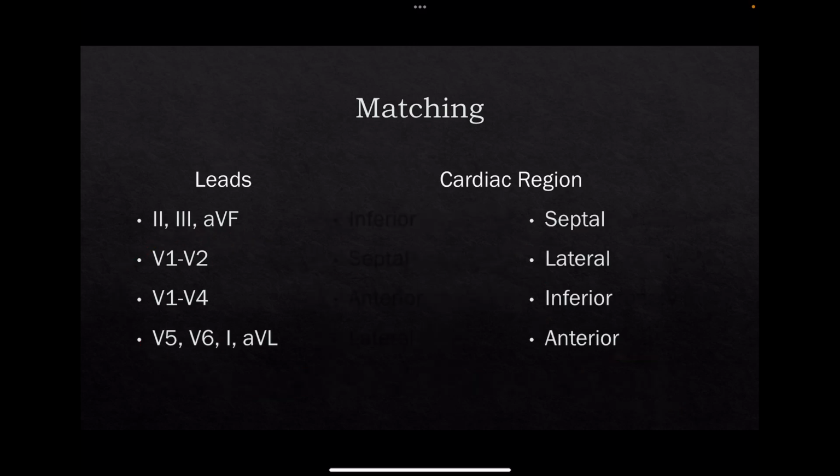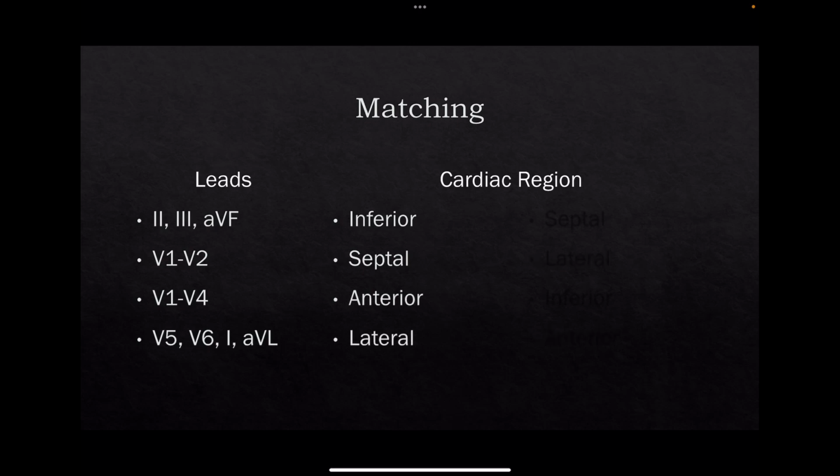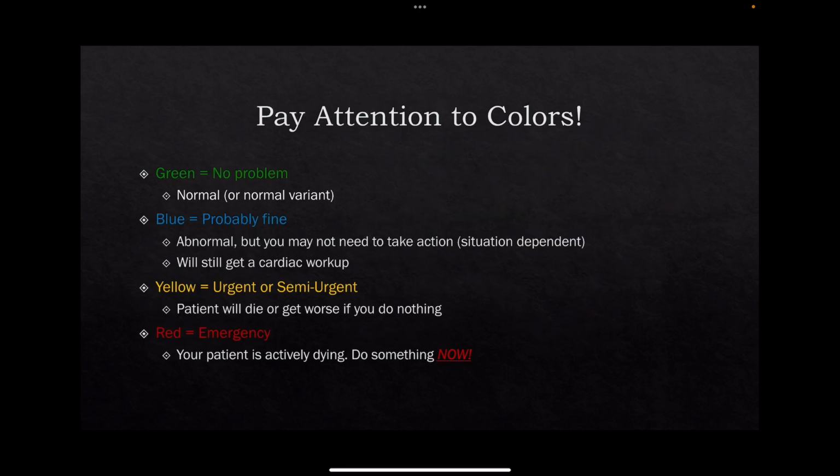Okay, we did this already. II, III, aVF are inferior, septal, anterior, and lateral. We did that? Okay, 12-lead EKG.